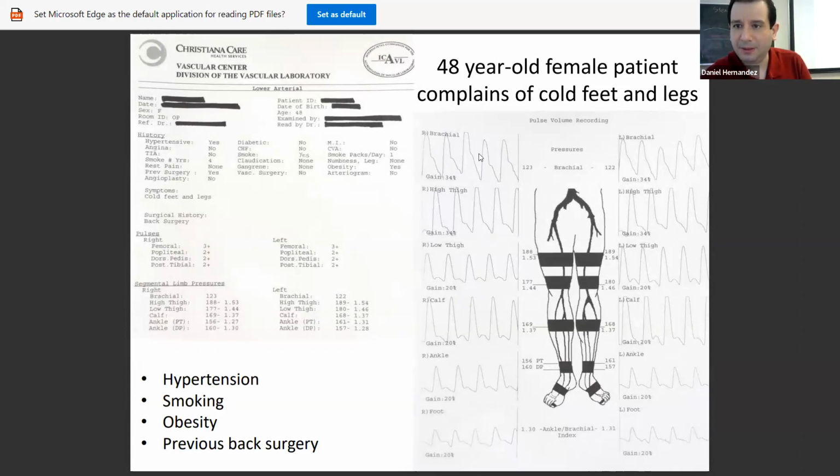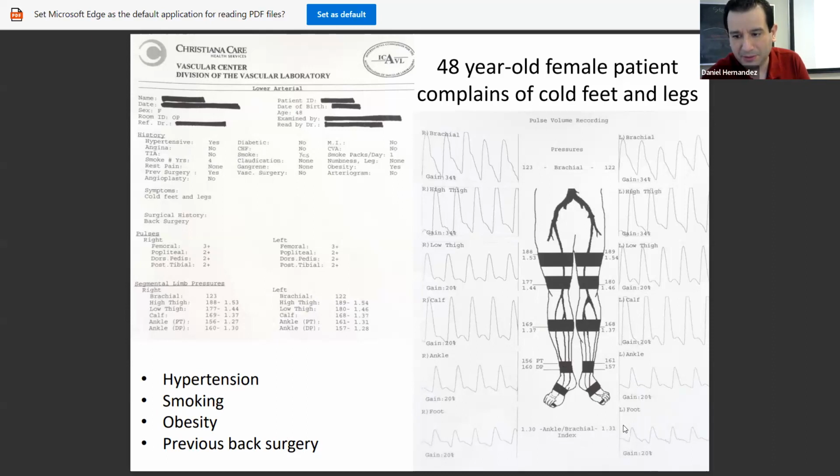So a 48-year-old female complains of cold feet and legs. History of back surgery. She has a history of hypertension, but we can see her pressures are okay, so she's probably on medications. But we can also see a history of obesity, smoking, and previous back surgery.